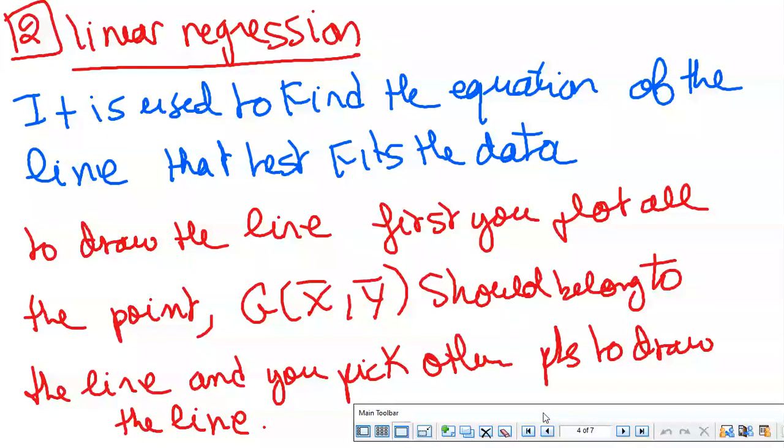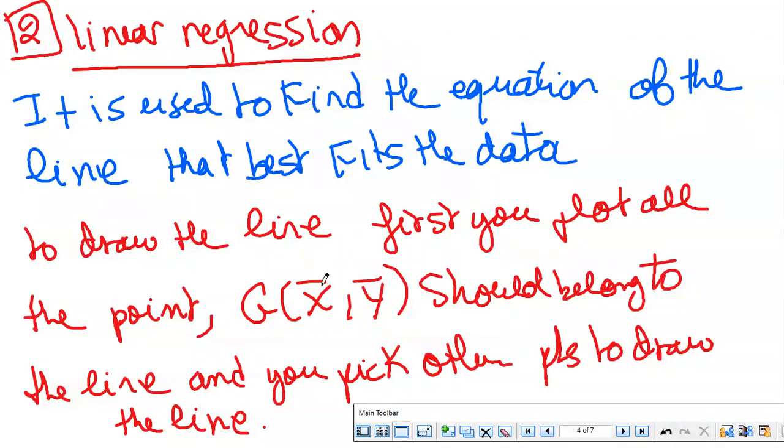Now, the linear regression or the regression line is very important. This line will help me to predict some value that I need if I don't have it in the table. And it also helps me to approximately join the points on the scatter plot. So it is used to find the equation of the line that best fits the data. To graph it properly, first you plot all the points, and then we name G, X bar, Y bar, as the center of gravity.